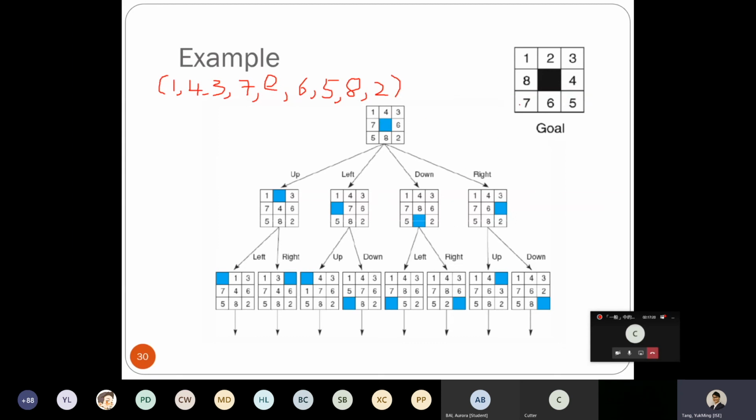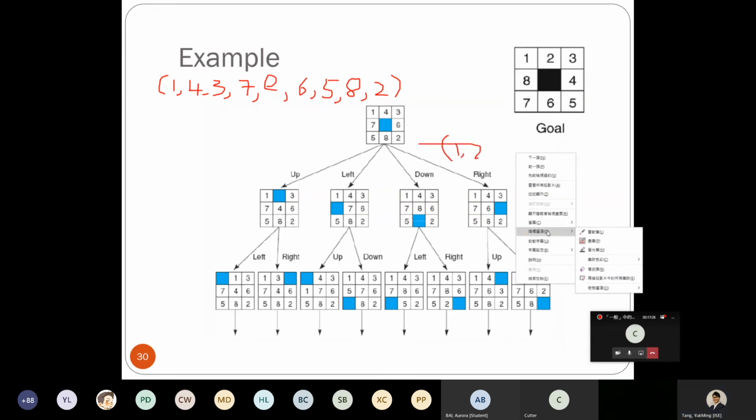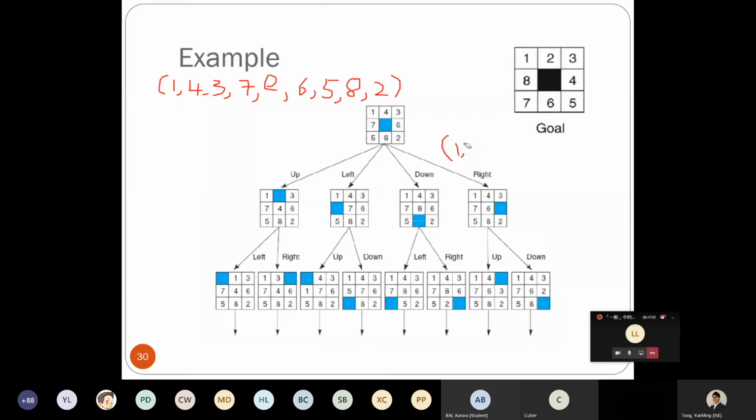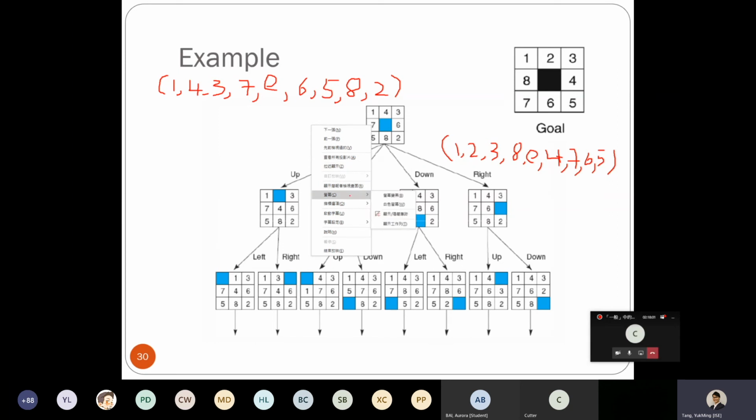Then the goal state is the answer we want to find. The answer is 1, 2, 3, 8, empty, and then 4, 7, 6, and 5. So this is the goal state, and we would like to find the path from the initial state to the goal state.